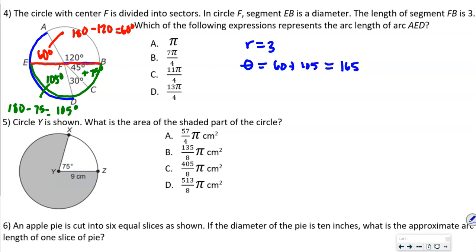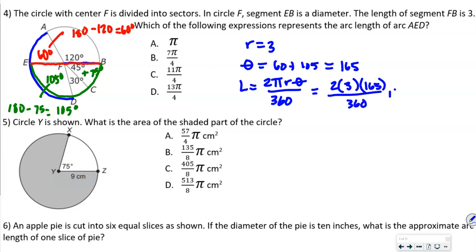So then it's asking us for the arc length, and that formula is 2 pi r theta over 360. That's on our formula sheet. So we are going to multiply 2 times our radius, which we know is 3, times our theta, which is 165, and then divide all that by 360. And I'm leaving pi at the end because it's in all our answers. So when I did that, I got 990 over 360 pi, and that reduces to 11 over 4 pi. So that was our answer, C right there, okay?